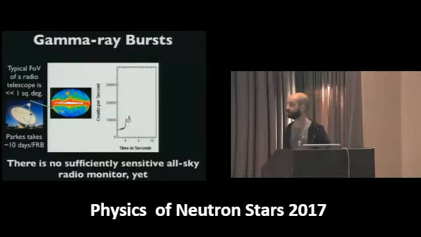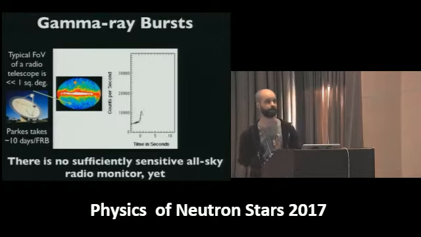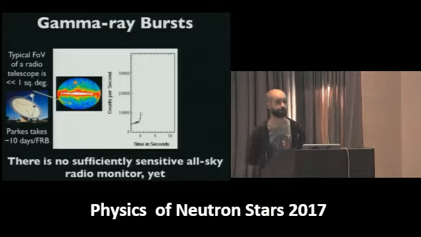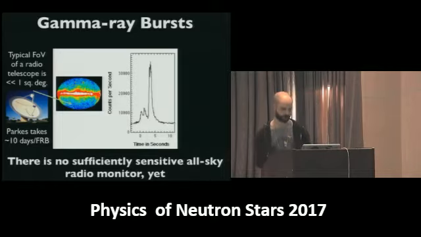In fact, the Parkes telescope, even though it has quite a large field of view compared to your typical radio telescope, is still much, much smaller than a square degree. That means that even Parkes, which is very good at finding fast radio bursts, still takes 10 days of continuous observing to find roughly one fast radio burst. So we're really not in the regime where we can do a radio all-sky monitor yet.